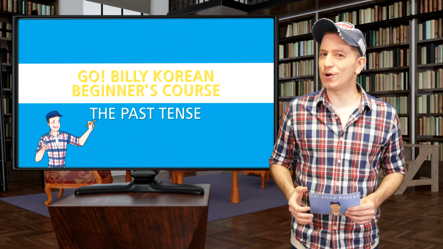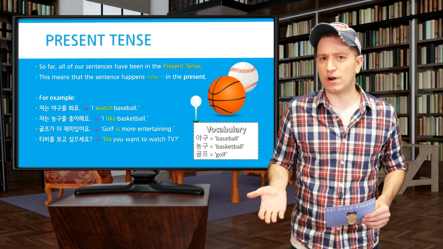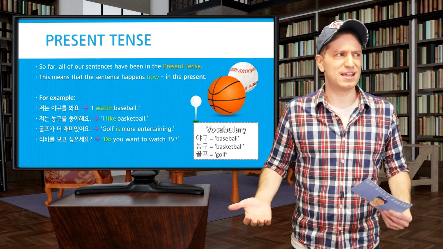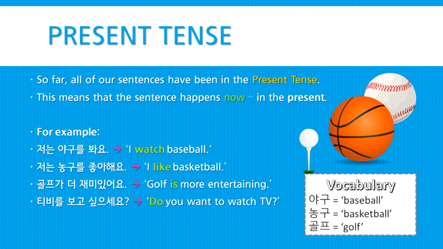Welcome back. Today we're going to talk about the past tense. Now, everything that we've been doing so far has just been in the present tense, meaning that it's happening right now. For example, 저는 야구를 봐요. I watch baseball. 저는 농구를 좋아해요. I like basketball. 골프가 더 재밌어요. Golf is more entertaining. TV를 보고 싶으세요? Do you want to watch TV?